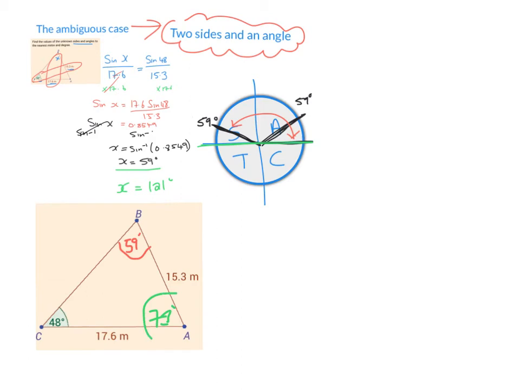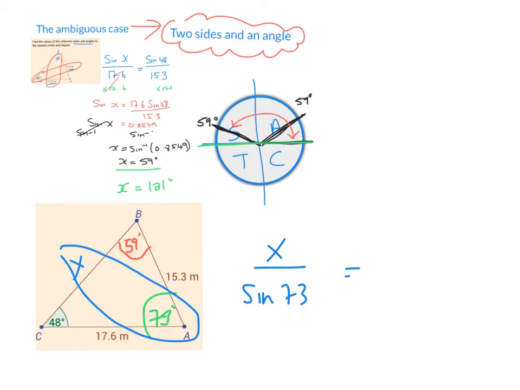Okay, and I'm going to now find the third side. So remember, it's all about picking your pairs. It doesn't matter what pairs you pick. Obviously, this is what I want. So I'm going to have to use this pair here. So remember, I'm looking for a side. So that's going on first. So x over the sine of 73 equals. Now, do I pick 59 and 17.6? Or do I pick 48 and 15.3? So it doesn't really matter here. I'm going to go with 48 and 15.3.